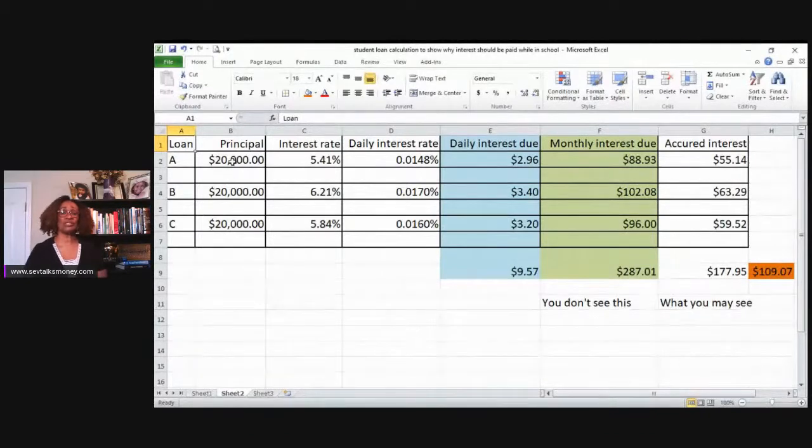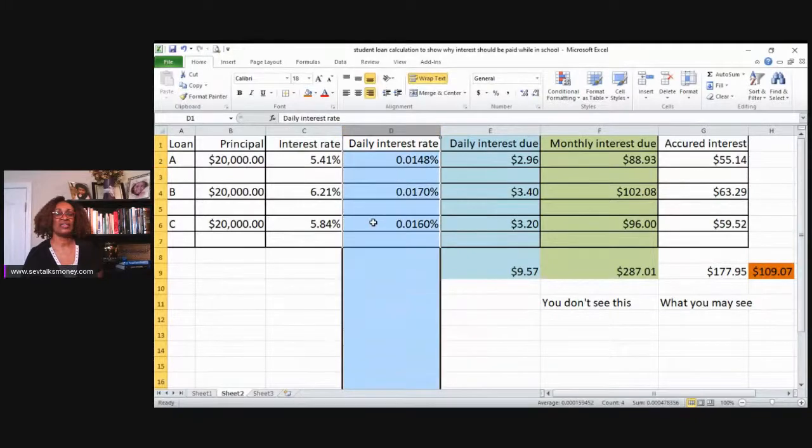So the first thing you want to do is take that interest rate and divide it by 365. And that's why you're seeing this column right here. You want to take that interest rate and divide it by 365, because remember, interest on your student loans is calculated daily. So if you divide your total interest rate by 365, you will see the interest rate that is being applied every day to your loan.